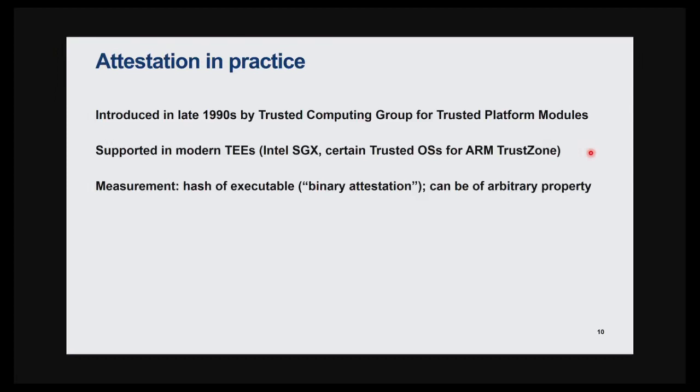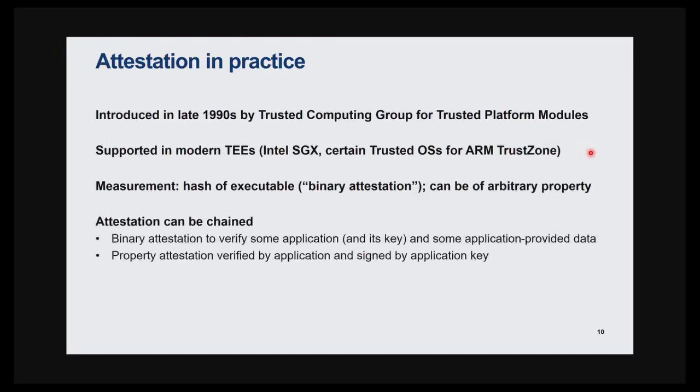But the notion of attestation is general. It doesn't have to be just binary attestation. It can be of any kind of property. And one other thing that I want to mention is that the attestation can also be chained. So for example, if you're attesting an application, you will take a binary hash of that application code from which you're going to start the process, but you can add other things. For example, the application might make some statement about some property, right? Some data that it produced as a result of running some computation.